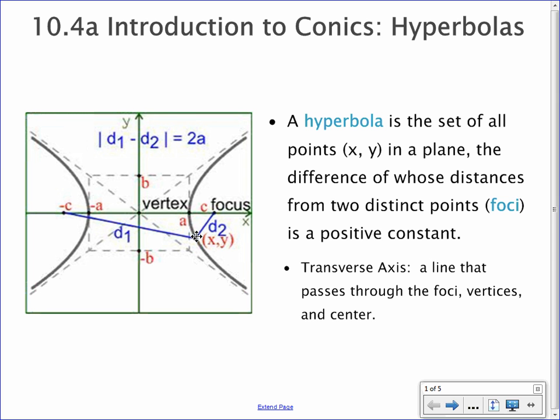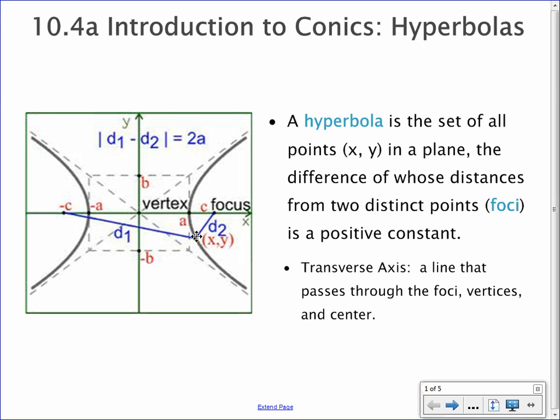What we're going to have to graph is the center. We're going to have to graph the vertex points. We'll need to graph these points right here so we can get our asymptotes. We'll need our foci, and then with the asymptotes, we'll know how to draw our curve. So let's talk about the standard form.